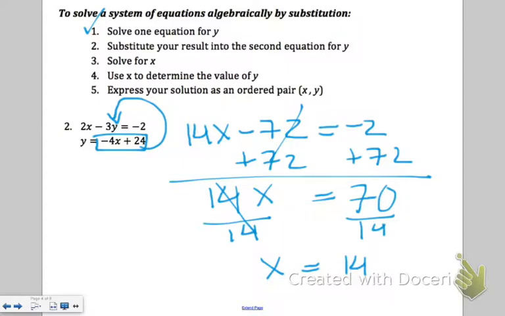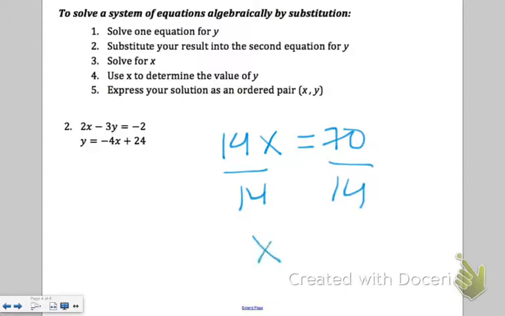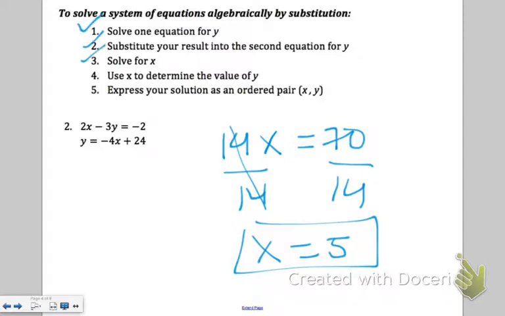That's not right. Okay, I don't know what I was thinking there, but 14 times 5 gives us 70. So if we divide by 14 on both sides, we find that x is in fact equal to 5. So we found the x coordinate to the solution for a system. So we've gone through the first 3 steps, and now we're at 4.